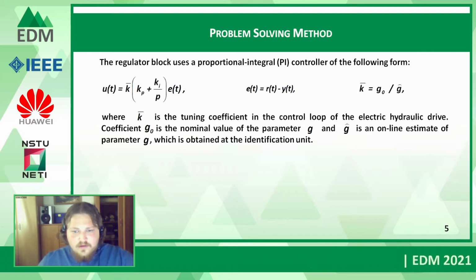As a control algorithm, a P control with an additional coefficient K with a bar is used, which is used to compensate for the changing value of the coefficient G, and is calculated as follows, where G0 is the nominal value of the coefficient G, and G with a tick is the value G calculated by identification unit in real time.